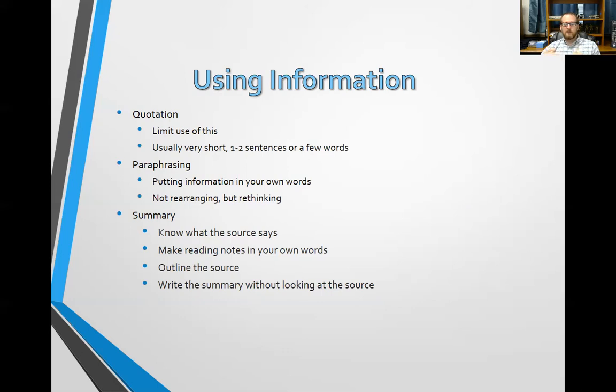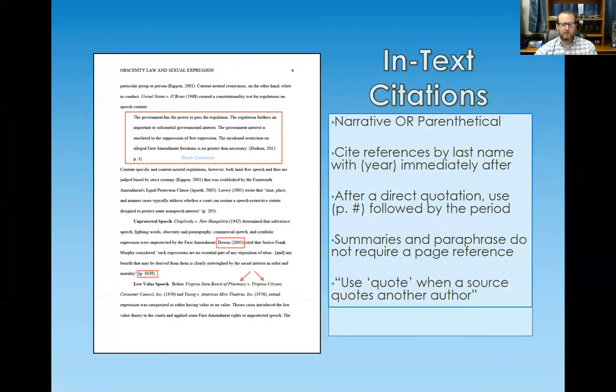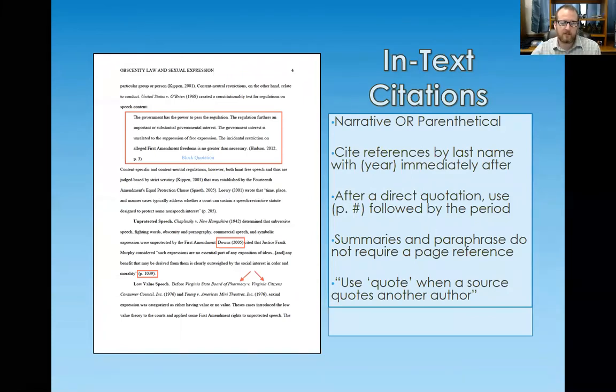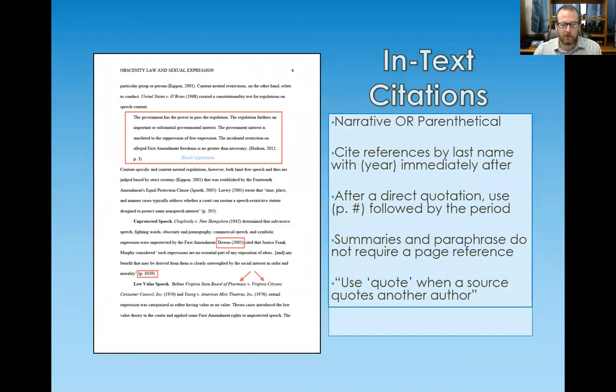Paraphrasing, of course, is putting the information in your own words, rethinking it, in other words, and it's going to be used pretty heavily. And then finally, summarizing, which is taking in the entire source as a whole rather than just key concepts from the source. So three really good ways to handle information there, or three basic ways to handle information. Okay, so now we're going to talk about how those in-text citations actually look in your paper.